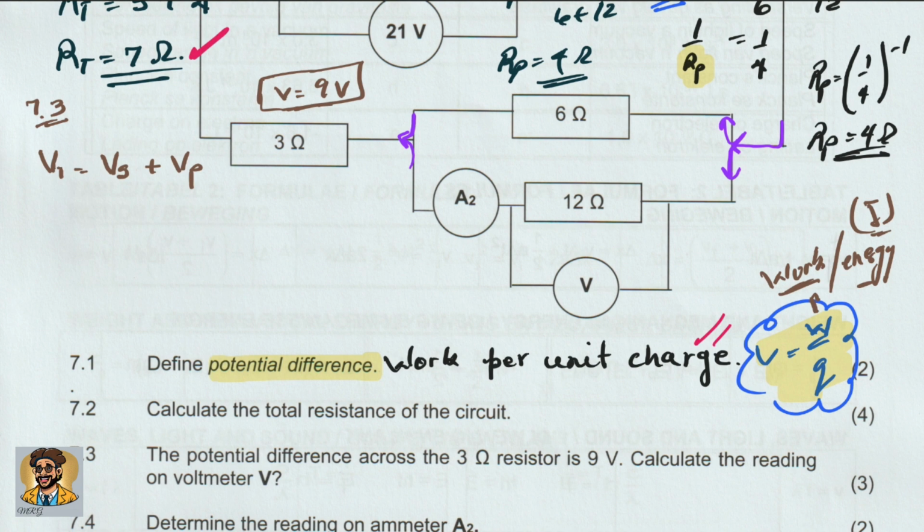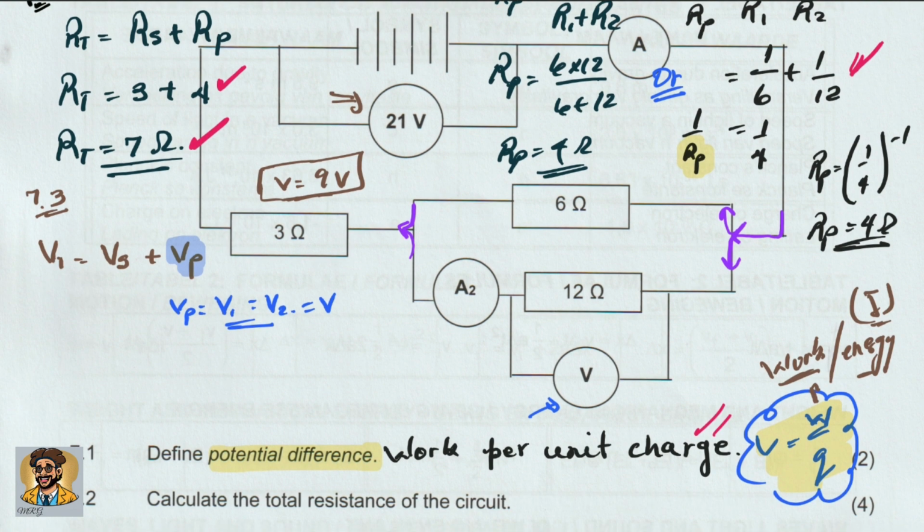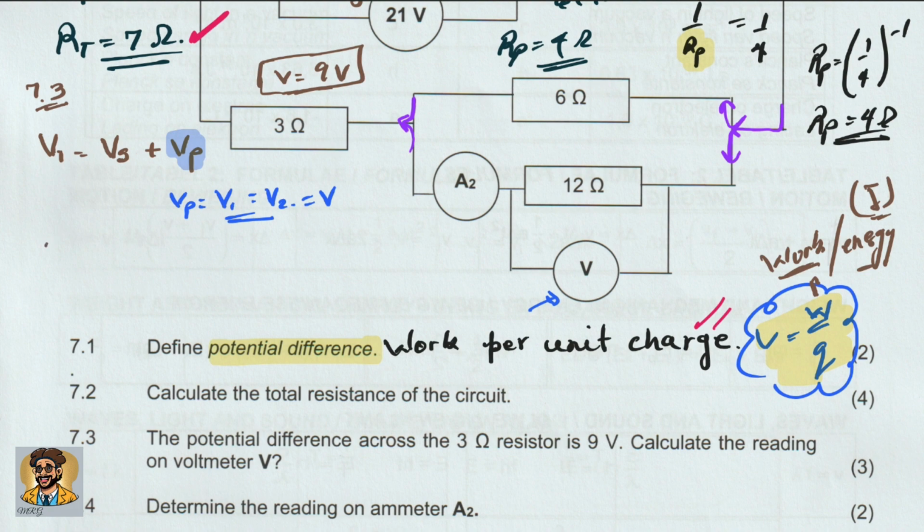But in a parallel part of the circuit, the potential difference will be the same everywhere because they are in parallel. Remember, potential difference in parallel is the same, which in this case is equal to V, because that is the parallel part. So if we come back here, we have that the total potential difference is 21. You can see it here. That is the potential difference of the battery.